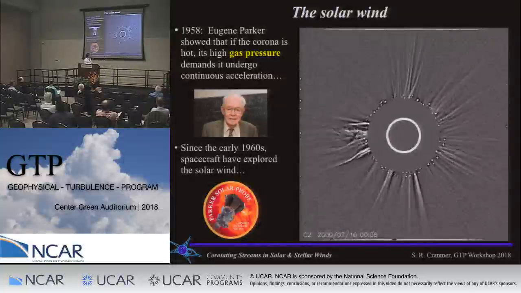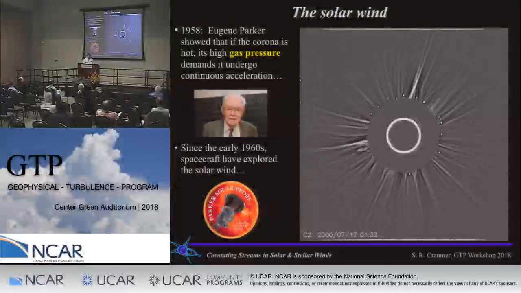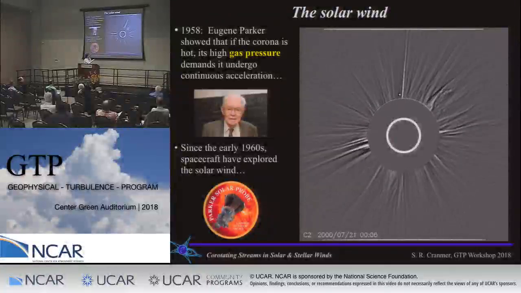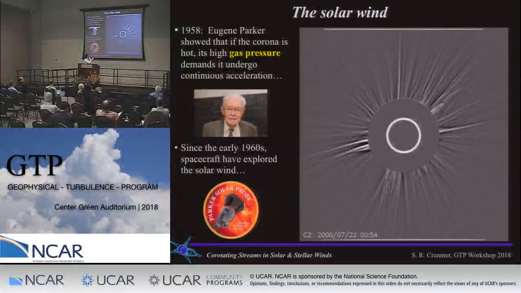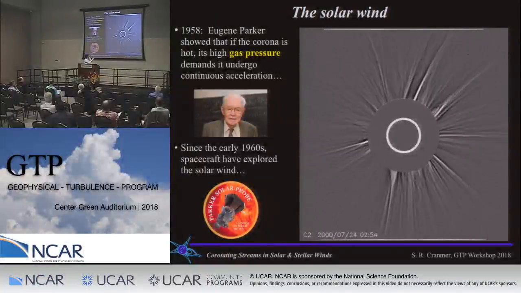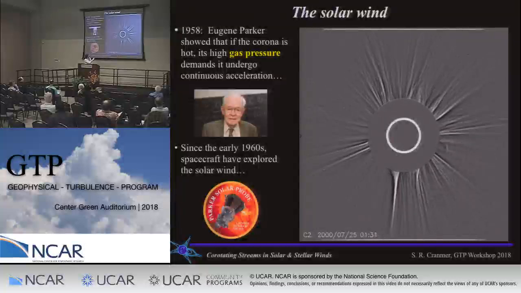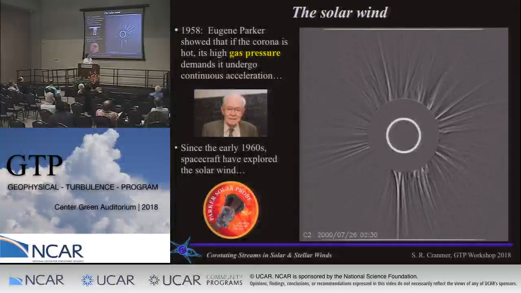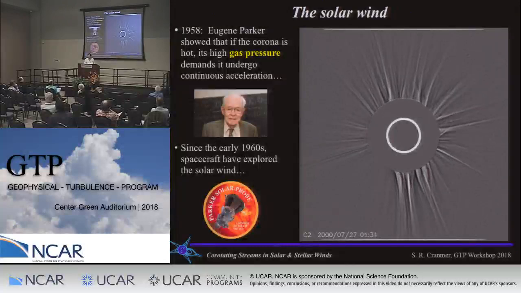Of course, Parker Solar Probe just launched, named after Gene Parker, is going to actually go into almost the outer boundary of this image at a distance of about 9 solar radii from the surface. So we'll get direct measurements in there pretty soon too.